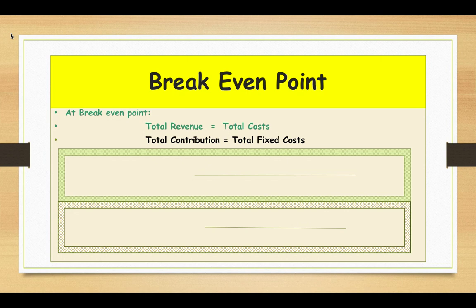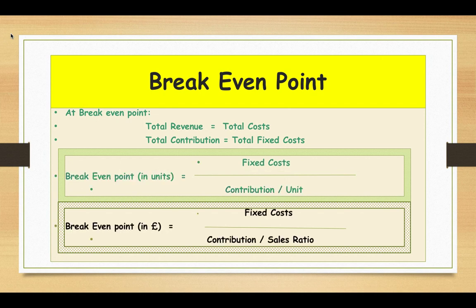Now, we'll see how to calculate the break-even point in units. Break-even point in units equals fixed cost divided by the contribution per unit. Contribution per unit is calculated by selling price per unit take away the variable cost per unit. Now we'll see how to calculate the break-even point in money value, which is fixed cost divided by the contribution to sales ratio.